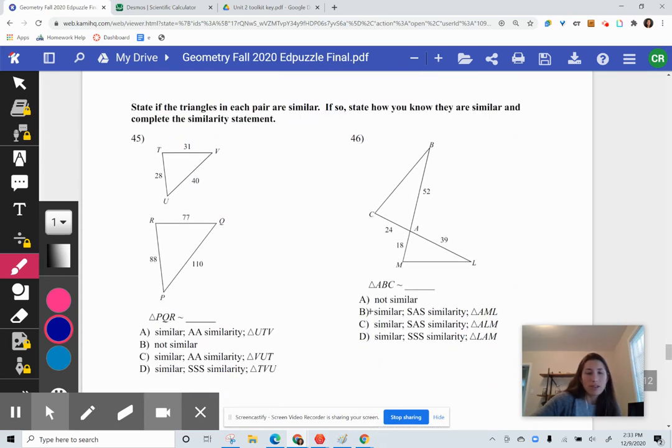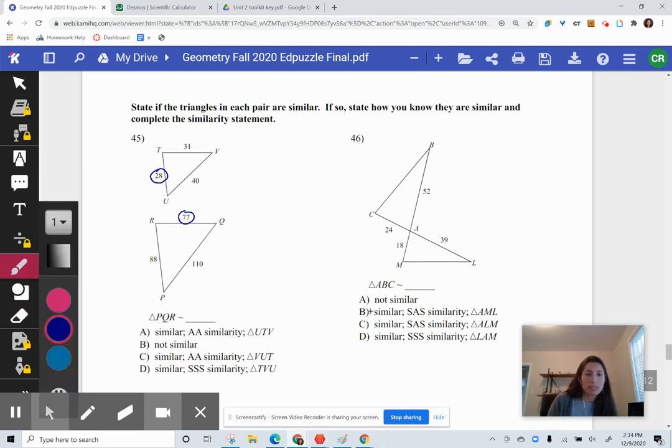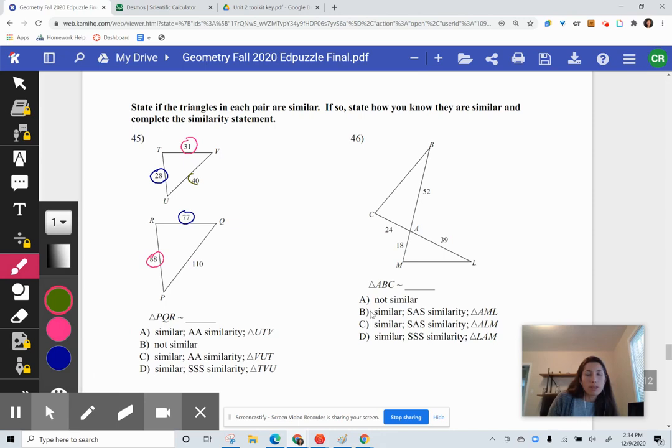Okay, now we have our triangle similarity here. So we need to make sure all the sides divided by each other equal the same value. So I've got my small side, 28, with my small side, 77. So these are rotated around a little bit. Don't let that fool you. So those are my two smallest sides. Then my two middle sides would be the 31 and 88. And then my longest sides, 40 is the biggest and 110 is the biggest.